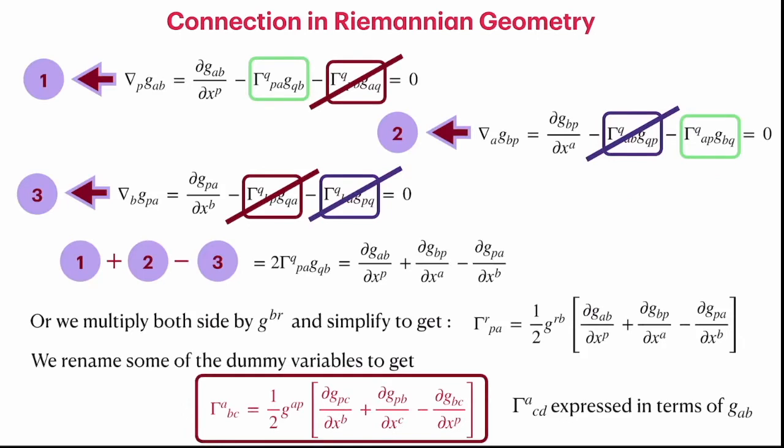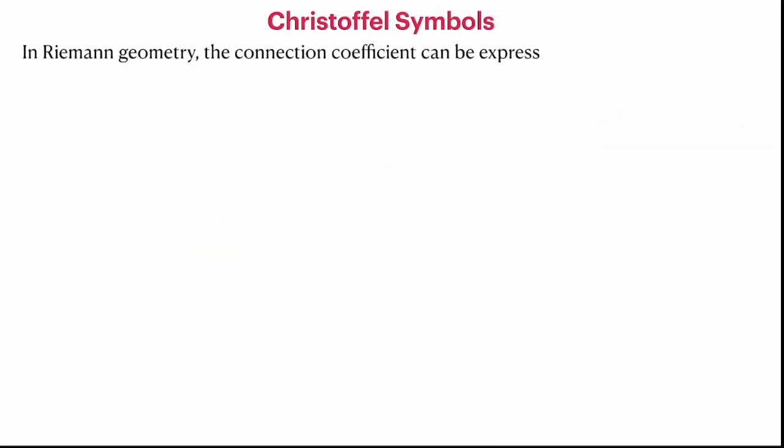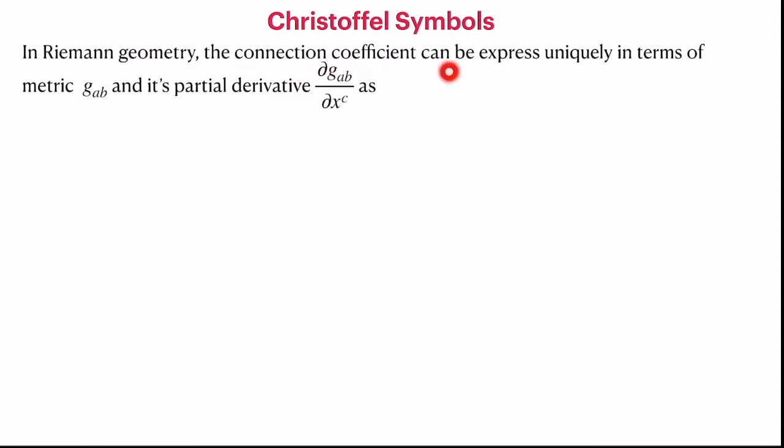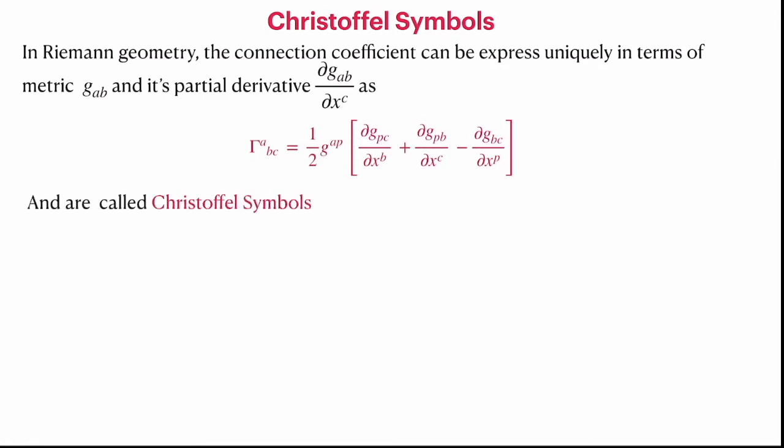This expression is valid in Riemannian geometry. The Christoffel symbols. In Riemannian geometry, the connection coefficient can be expressed uniquely in terms of the metric G AB and its partial differentiation as this expression which we have derived earlier, and these symbols are called the Christoffel symbols. The connection in Riemannian geometry has a special name and it is called the Christoffel symbols. Of course, we know that they cannot be a tensor because they are expressed in terms of partial differentials of the metric tensor. Partial differentials do not transform like a tensor.